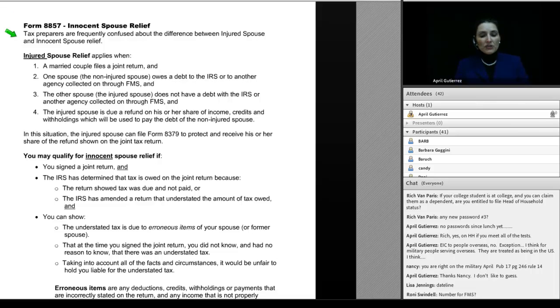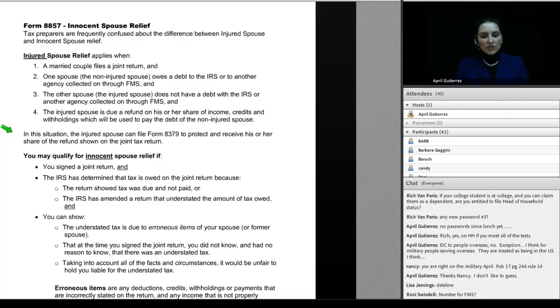So let's look at what injured spouse relief applies to. Injured spouse relief applies when you have a married couple who file a joint return for the current year, and one spouse, the non-injured spouse, owes a debt to the IRS or to another agency collected on through FMS. And the other spouse, the injured spouse, does not have a debt with the IRS or another agency collected on through FMS, and the injured spouse is due a refund on his or her share of income, credits, and withholdings, which will be used to pay the debt of the non-injured spouse.